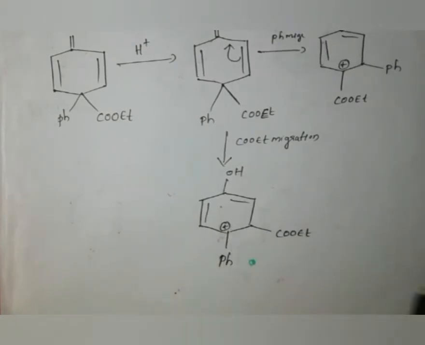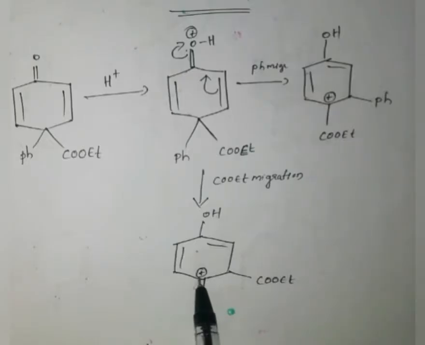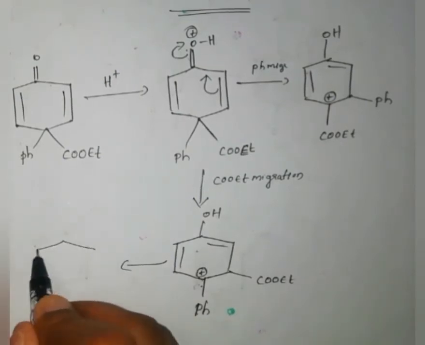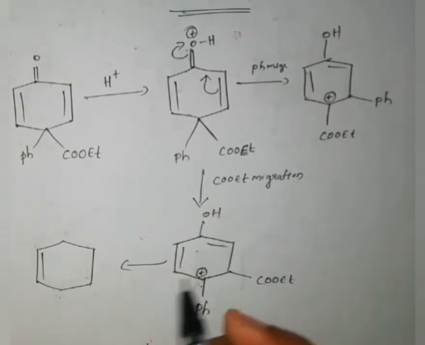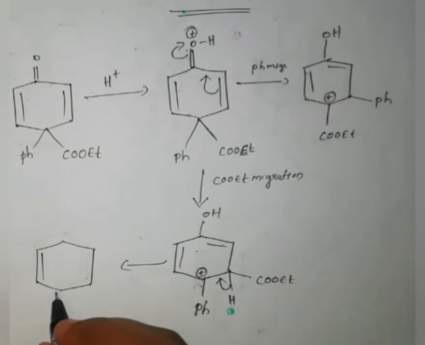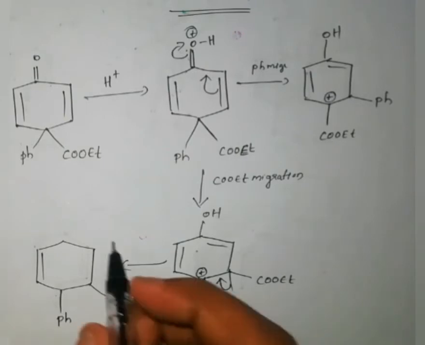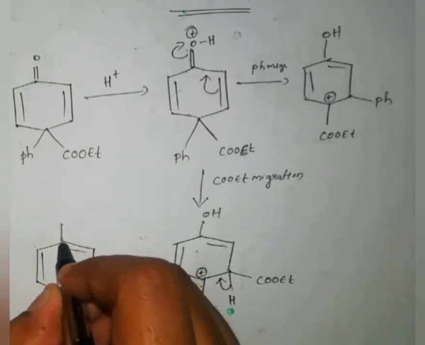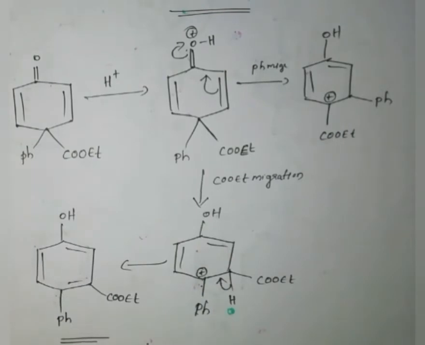This is a positive charge. Here we can see the carbocation, the carbon bearing positive charge, to which the phenyl group is connected. So here the phenyl group could stabilize the neighboring cation. That is, it could stabilize this carbocation. Therefore, this is the preferred path, and the product becomes, okay, so this is the preferred product.